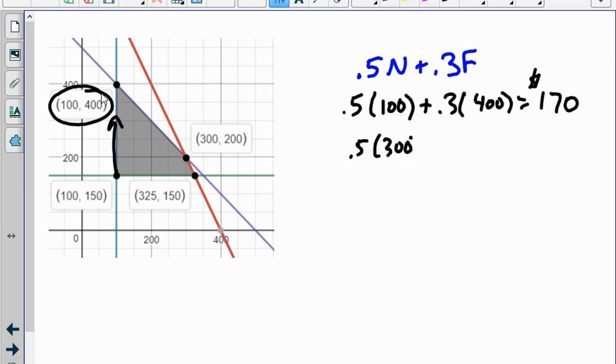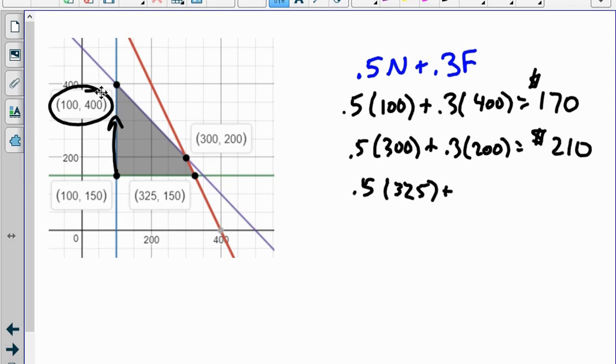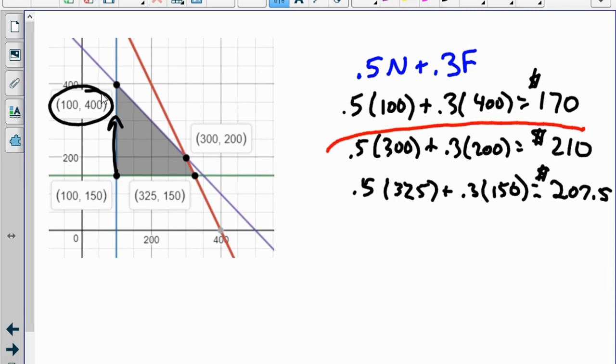So 300, 200 gives Mr. Mead a profit of $210,000 in a week, and 0.5 times 325 plus 0.3 times 150 gives him a profit of 207.5, which when we multiply by 1,000 is $207,500. The winner in this case, not by much, but it is a winner.